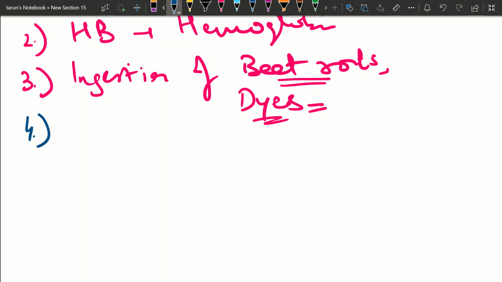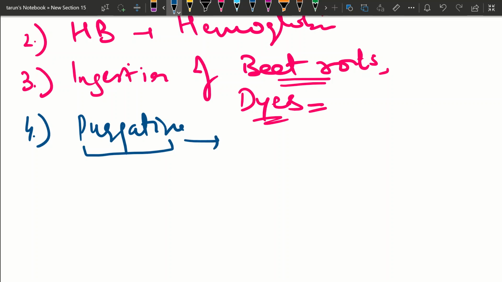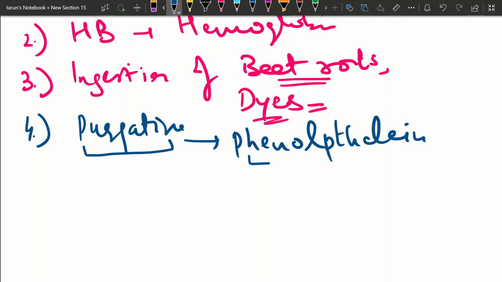So we'll discuss some other causes of red urine. There are certain chemicals which are used in purgatives, the drugs which are used for constipation, and in the purgatives there is one chemical which is known as phenolphthalein, and this chemical also imparts red color to the urine.